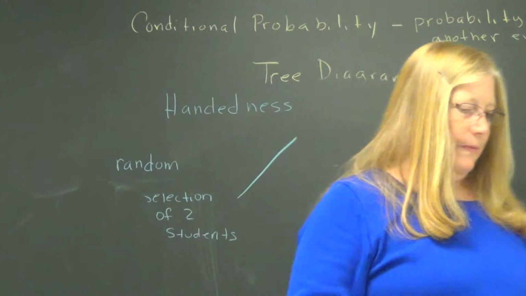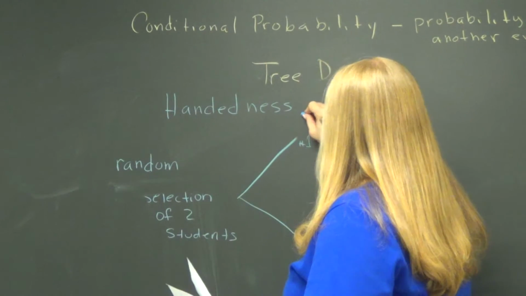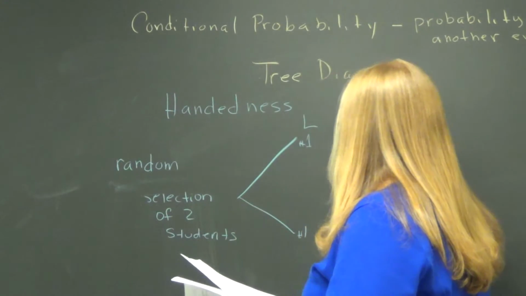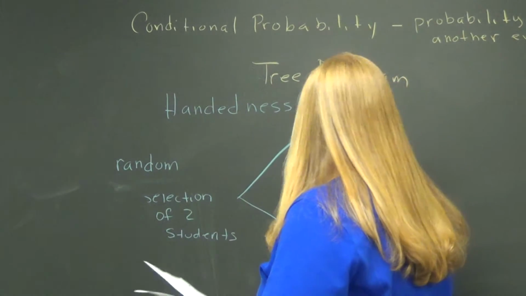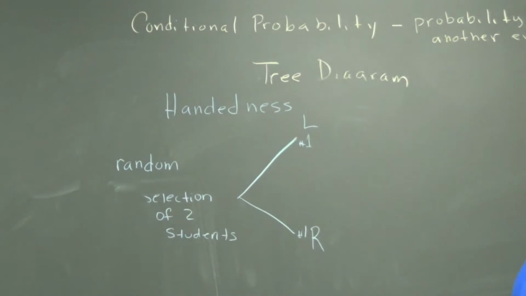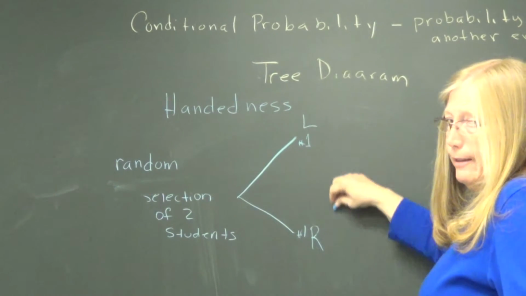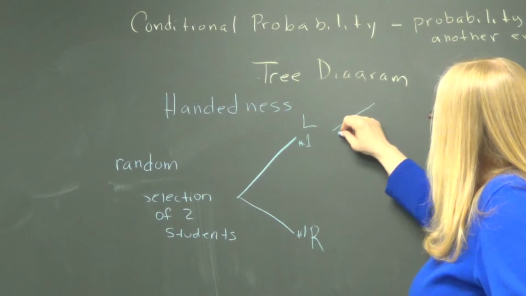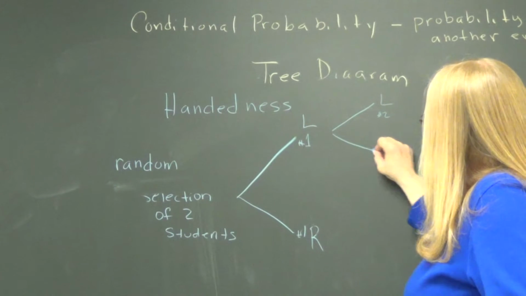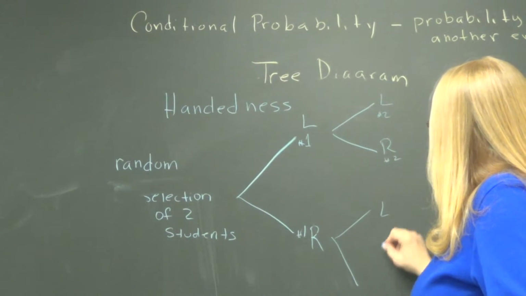All right, so let's do student number 1, and that student could be, say, left-handed, or right-handed. All right, so let's go ahead and do the tree, and we'll come back and put in the probabilities. So this is your first selection. You see they're on top of one another. So now we go to our second student. And that student could be left-handed, so this is number 2, or it could be right-handed, student number 2. And then the other one's left and right.